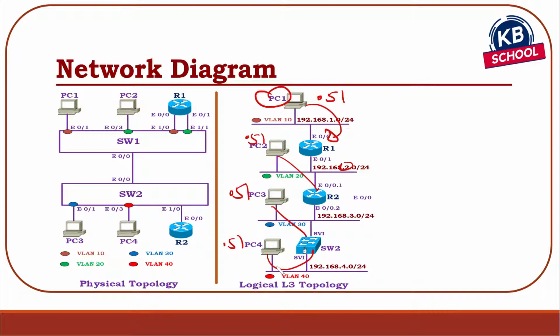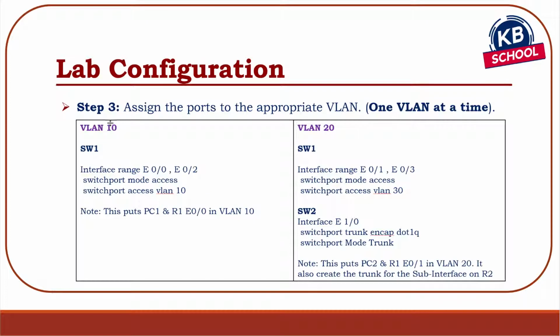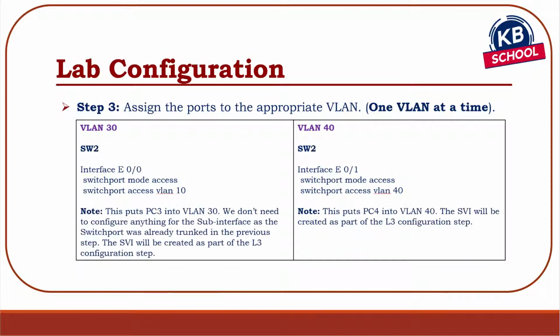So with that in mind, let's get started configuring the IP addresses, and on the routers I'll also do the routing. Now if you take a look at my configuration, I had done this for you guys already. Now this is VLAN 10, the two ports in the same VLAN, VLAN 20. I've done the two ports, and for the third router, which was the router on a stick, this puts PC2 R1 E0/1 in VLAN 20. It also creates a trunk for the sub interface on router 2. That's this trunk.